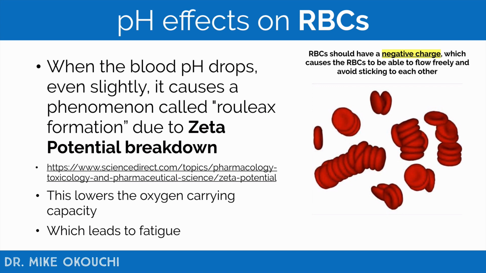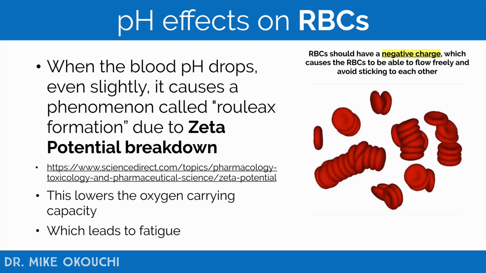Okay, when the blood pH drops, even just slightly, we can just move like 7.365 to 7.3. Okay, just that little amount of drop is going to cause a phenomenon called the rouleau formation. It's a stacking of the red blood cells, looking like a coin stack there. And this is due to what's called the zeta potential breakdown. And basically what happens is every single red blood cell has a negative charge on it. Okay? And when the zeta potential, that negative charge, starts to break down because of the pH dropping, right? You're losing electrons. What happens is the red blood cells start sticking together.